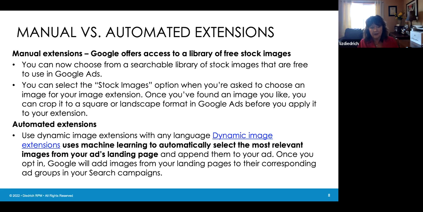On the other side of the equation are the automated extensions. And those are dynamic. And again, as I inferred earlier, it uses machine learning or AI to automatically select the most relevant images from your ad's landing page. And they add them to your ad. The one thing to bear in mind is you've got to make sure you really like the images, and there's a corollary to your ad groups and search campaigns so that you've got the most relevant image being cobbled onto your campaigns.